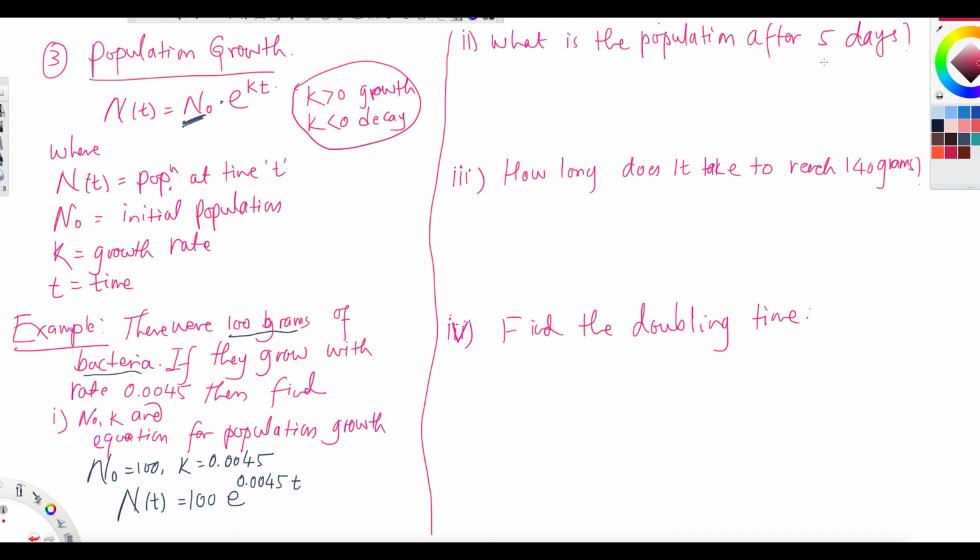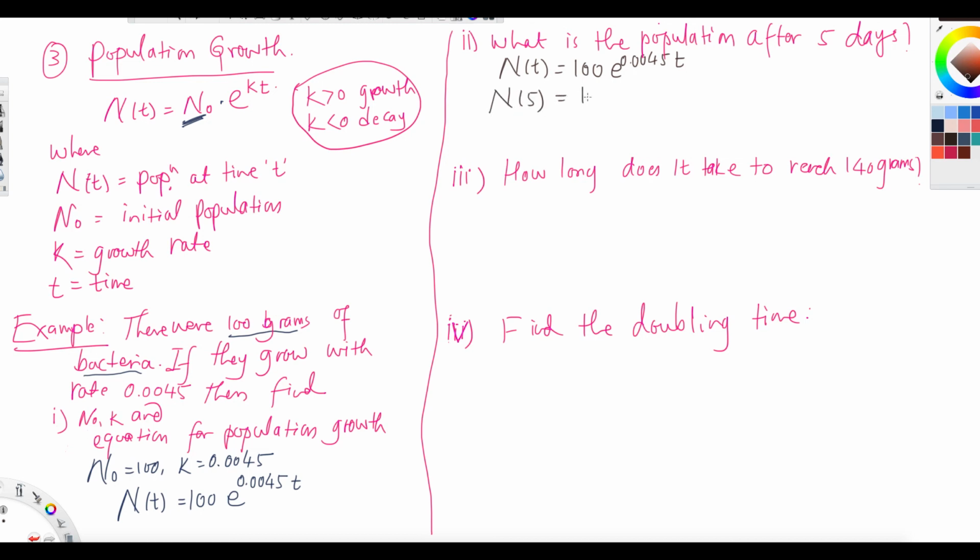Okay, let us look at the second example here. So what is the population after 5 days? That's what the question says, right? So after 5 days means we will use the same model. What we have is N(t) equals 100 e to the 0.0045 t, right? So you want to find out the population after 5 days, meaning N(5).